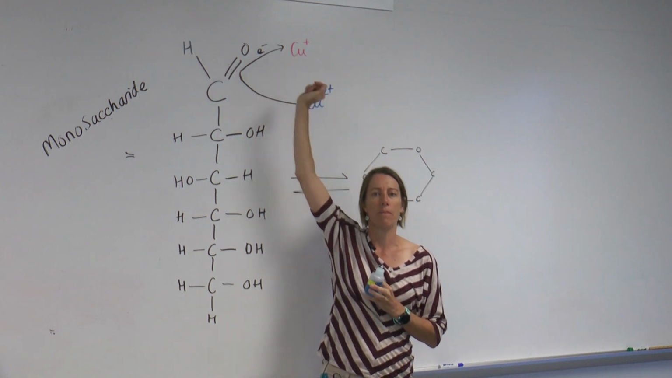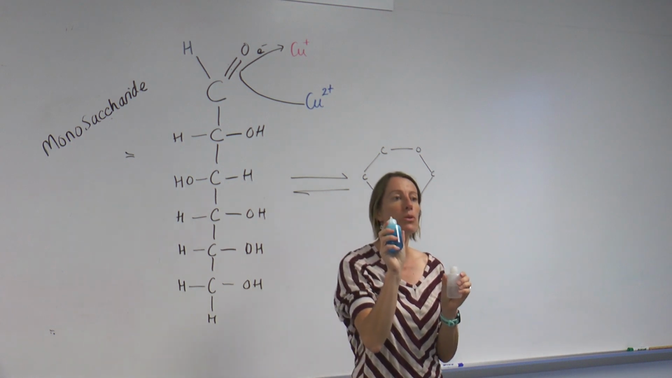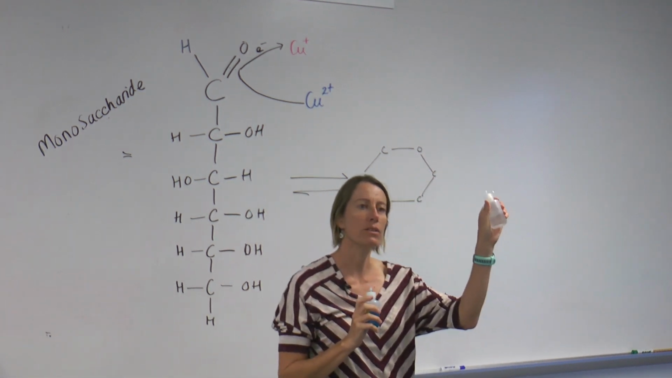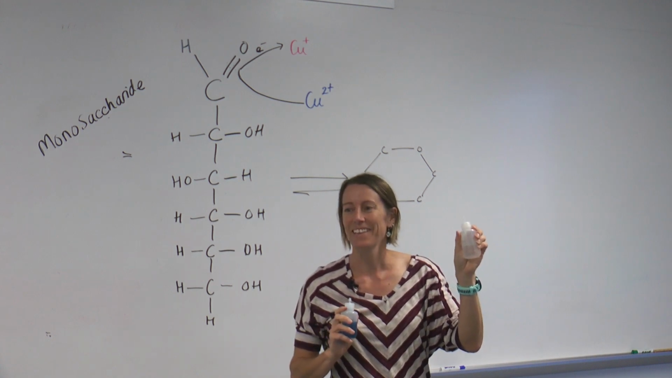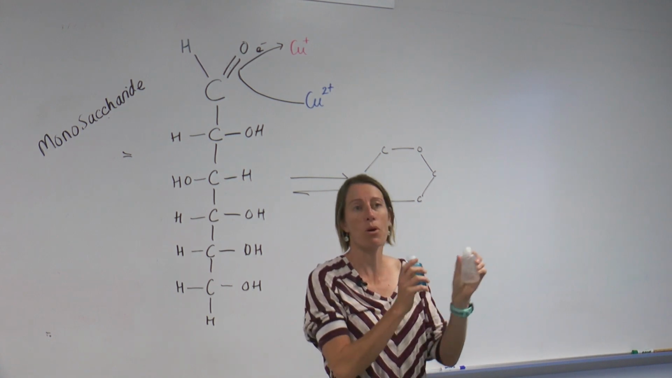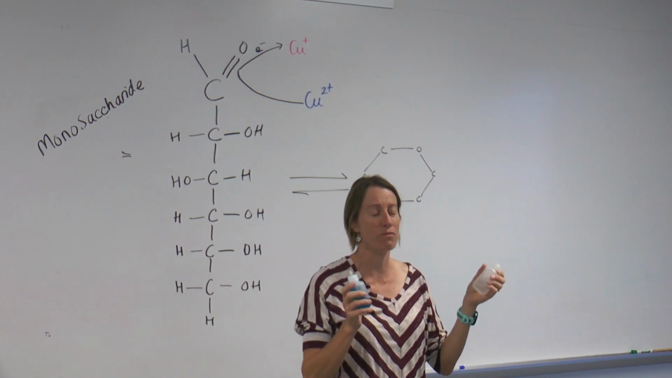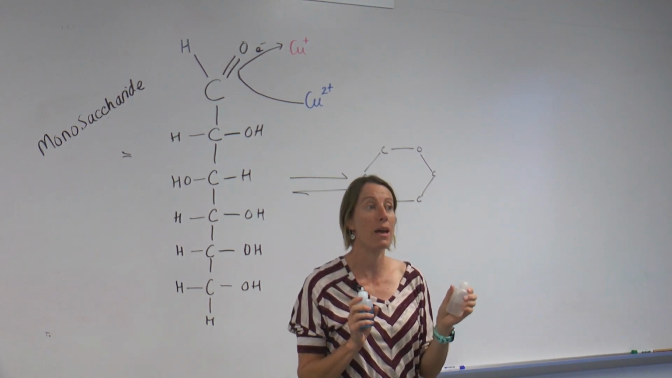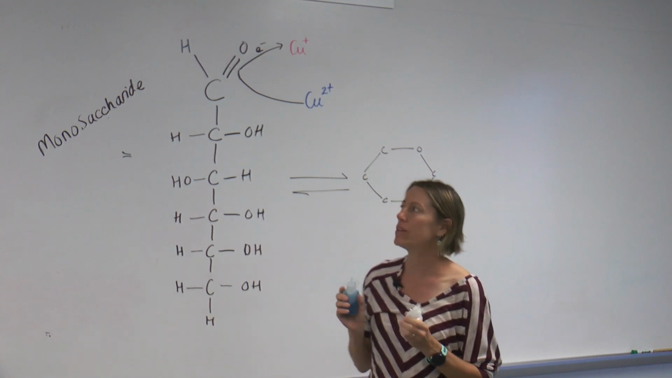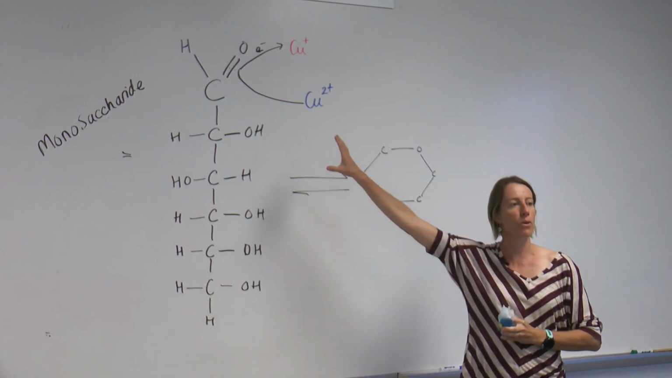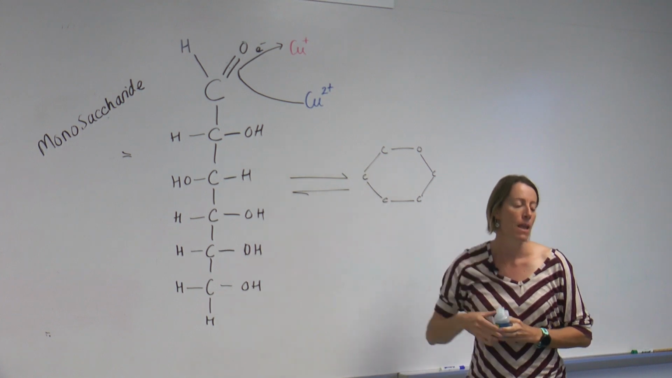Make sense? If this stays blue, what does it tell me is in here? Or at least what does it tell me isn't in here? There's no monosaccharide in here. There could be all kinds of other things. Who knows? Protein, starch, who knows what else could be in here, but definitely not a monosaccharide. All right, good. So that's the first part. That's pretty straightforward. Everyone good with that? All right.